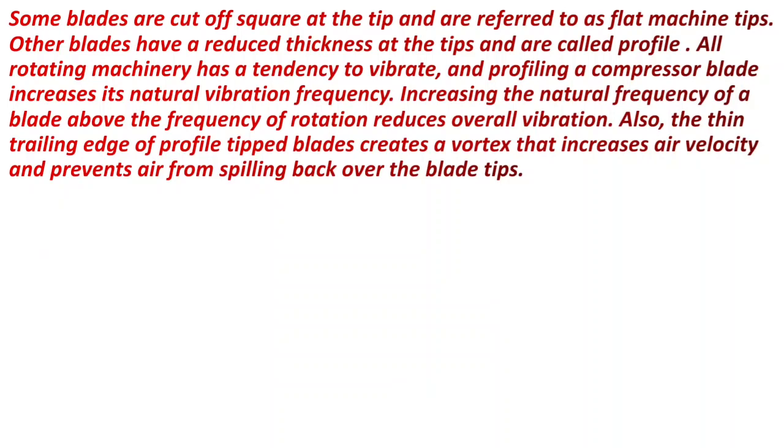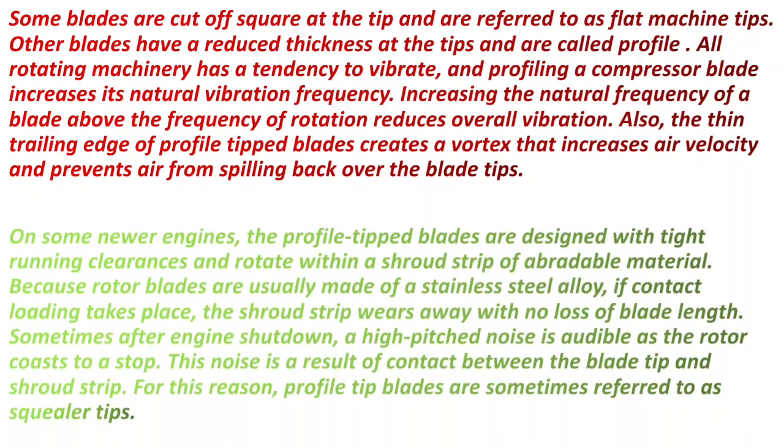As we all know, all rotating machinery has a tendency to vibrate. So, when the natural frequency of the compressor blade increases above the frequency of rotation, it reduces the overall vibration. Also, because of the thin trailing edge of the profile tipped blade, a vortex is created that increases air velocity and prevents air from spilling back over the blade tips.